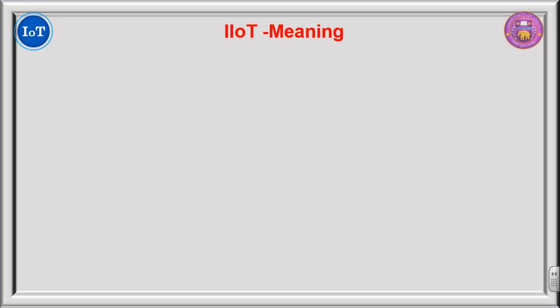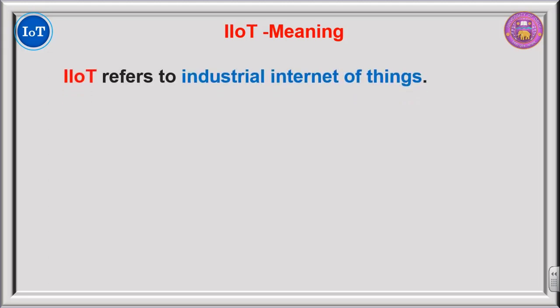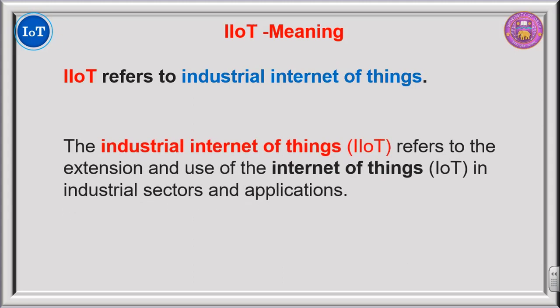There is another related concept, IIoT. First of all, we will see the meaning of IIoT. IIoT refers to Industrial Internet of Things. Now, this particular thing is related only to the industry. There are different industrial objects which should be in a position to communicate with each other. The Industrial Internet of Things refers to the extension and use of the Internet of Things in industrial sectors and its applications.